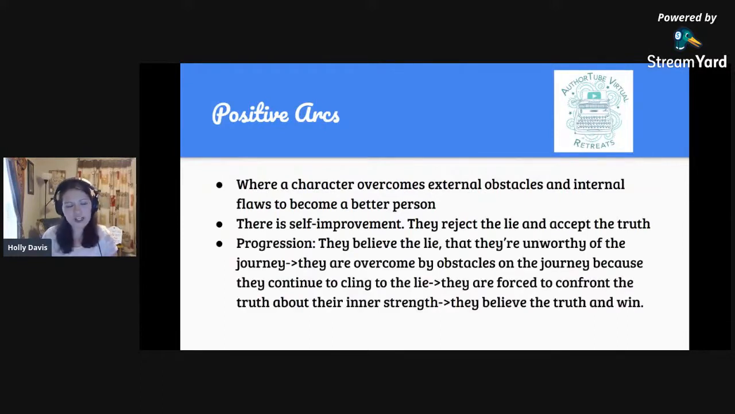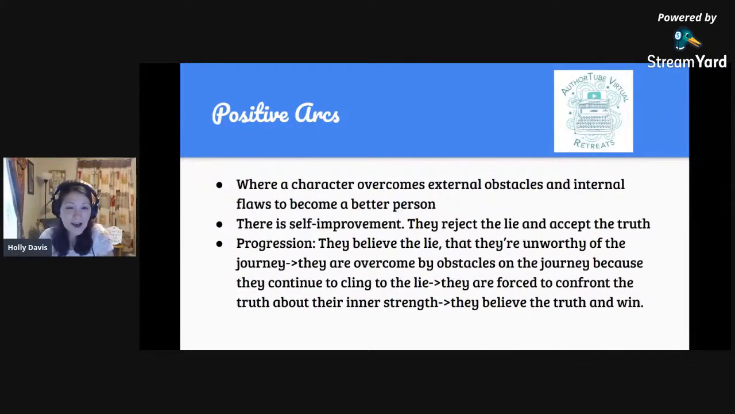A kind of progression of this arc is they believe the lie that they're unworthy of their journey, and then they're overcome by obstacles on the journey because they continue to cling to the lie that they think will solve their problems. And then they're forced to confront the truth about their inner strength. And then in the end, they believe the truth and they win whatever it is that they're trying to win.